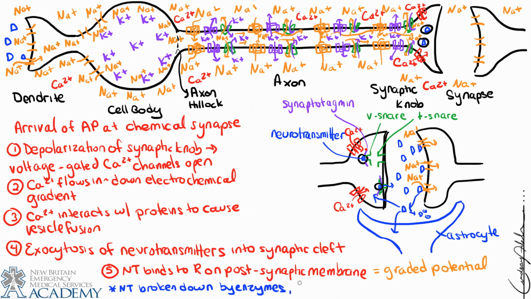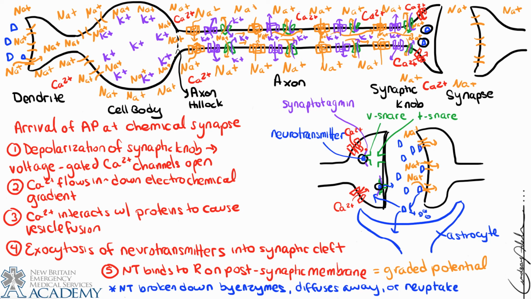And then there's what we call reuptake. It could be taken back up into the presynaptic neuron and recycled, used again, or it could be taken up into the astrocyte. So there's a bunch of different options for the neurotransmitter, and it's going to vary by the specific neurotransmitter that we're referring to.